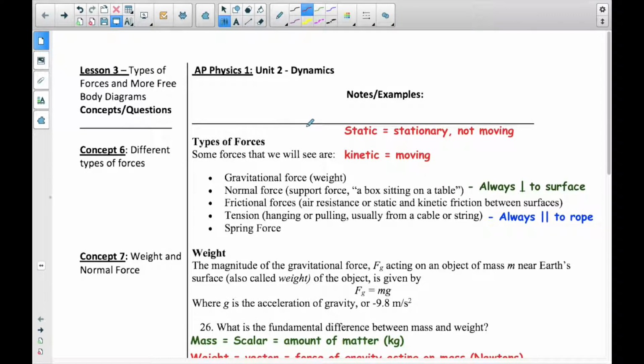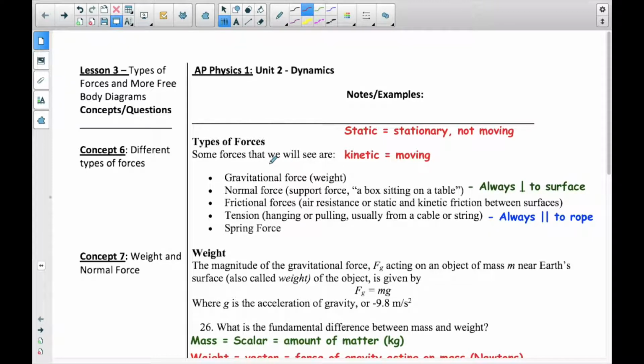This video is going to cover forces and go a little bit more in depth into some of the forces and some of the free body diagrams that we've been doing recently. So first of all, some of the forces. We mentioned these in class the other day. We've got gravitational force, we've got normal force.